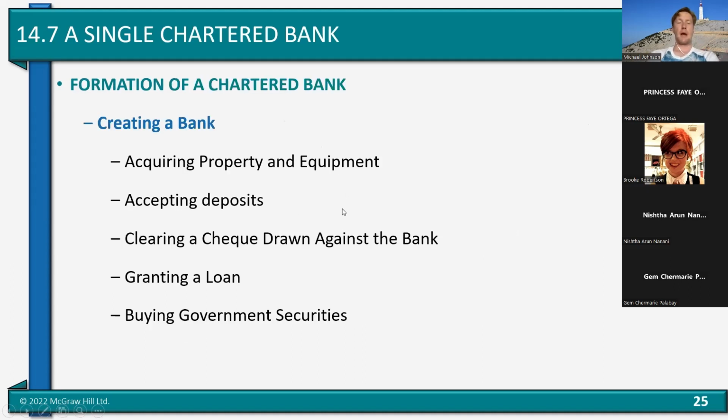So, formation of a charter bank. Creating a bank, you have to acquire property and equipment. You need to accept deposits. You need to clear a check drawn against the bank. You need to grant a loan. You need to buy government securities.